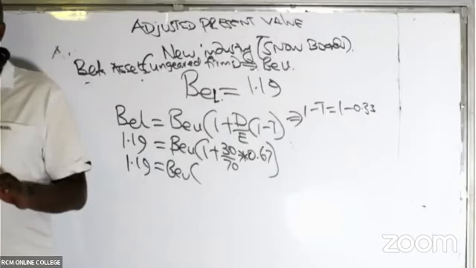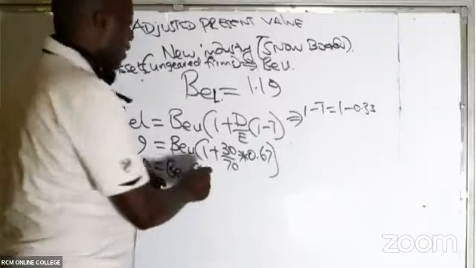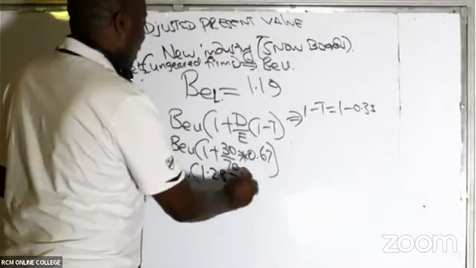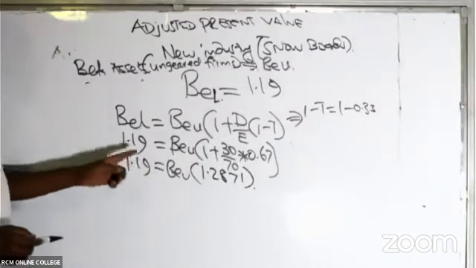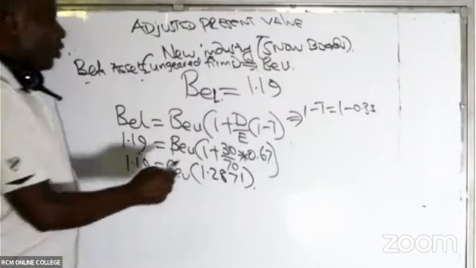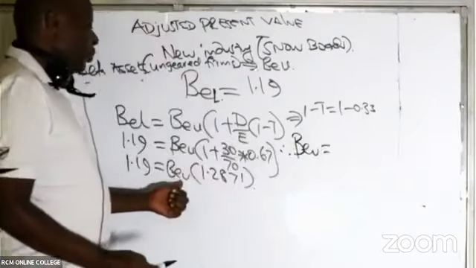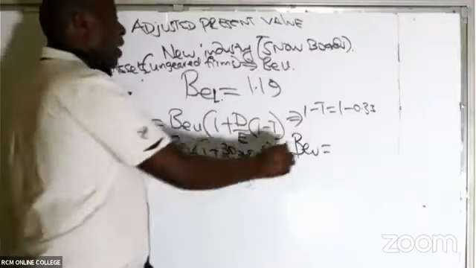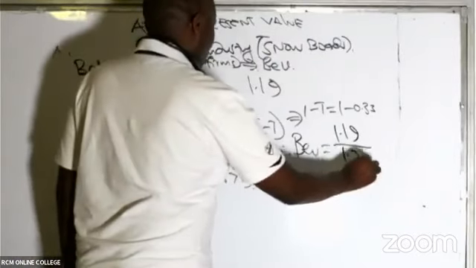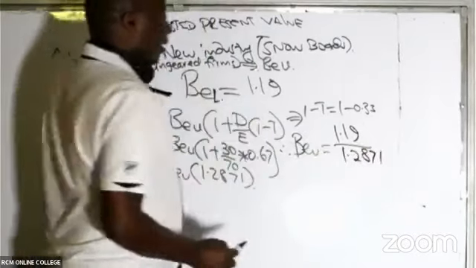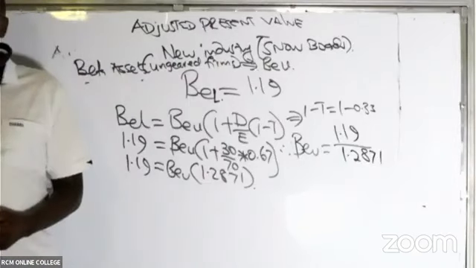So we have here 1.2871, like that. So we need to make Beta U the subject of the formula. Therefore, Beta U will be equal to 1.19 all over 1.2871, like that. So can you kindly go ahead and give me the Beta U?